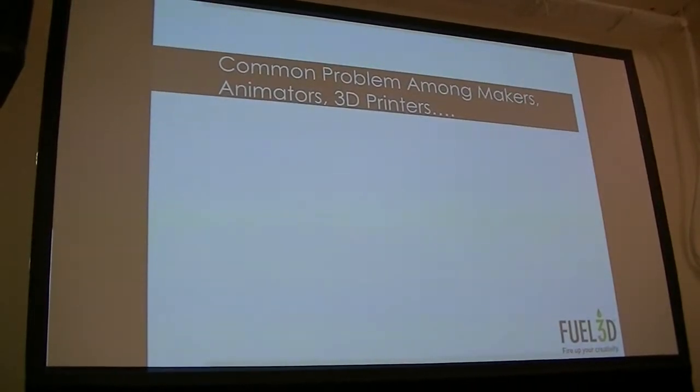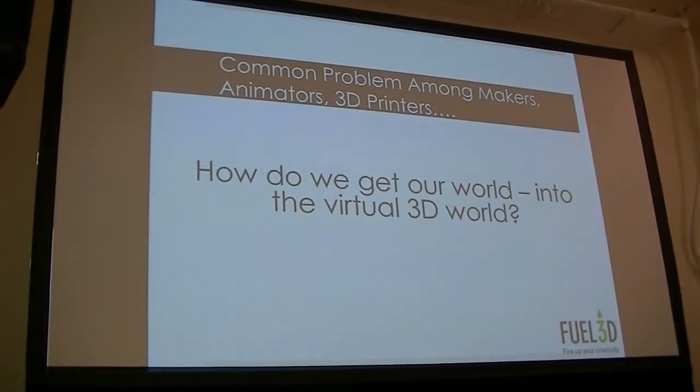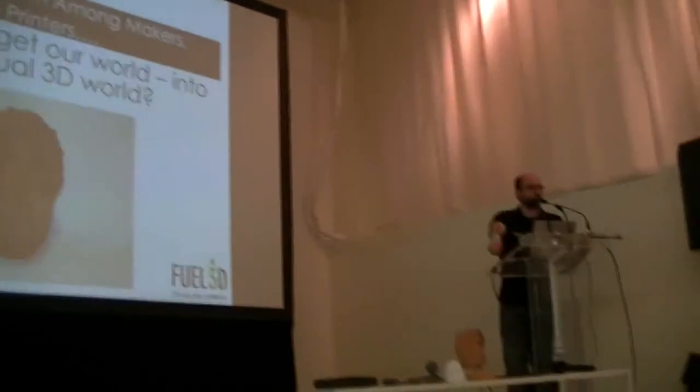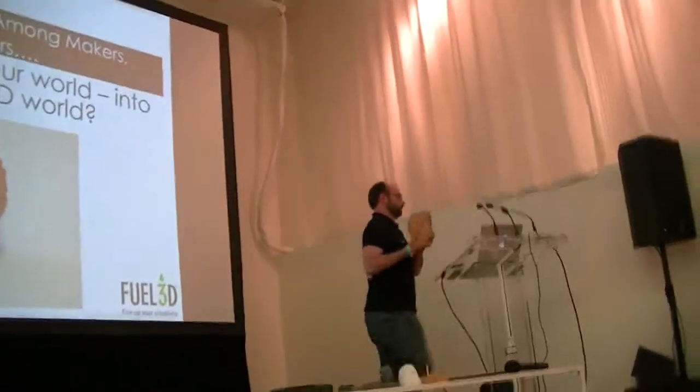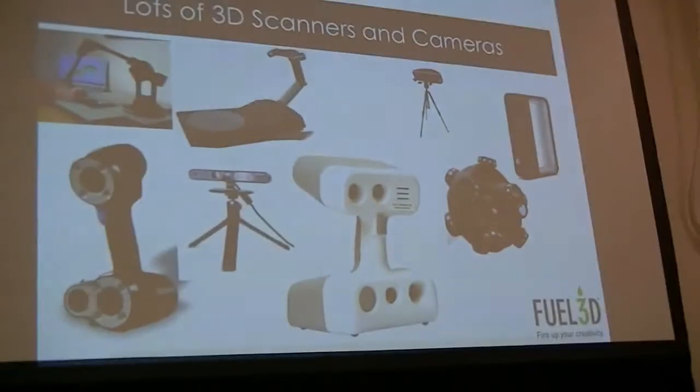It's a common problem for everybody. How do we get things from our world into the virtual world? This is an image of this boxer head that's down here. Let me hold it up so you guys can see it. If I had this head and I wanted to use it in a project, whether in ZBrush or to 3D print it, how do I go from this to an STL file, essentially?